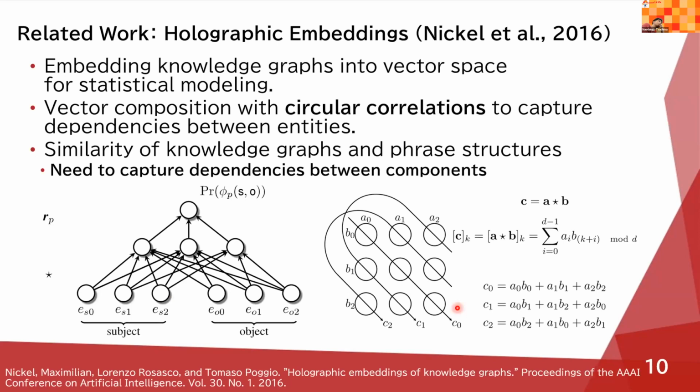And then we focus on holographic embedding. It's an embedding method of knowledge graphs into vector space for statistical modeling. In holographic embeddings, they recursively compose vectors by a circular correlation operation to capture the dependency between entities in a knowledge graph. And we focus on the similarity of knowledge graphs and phrase structure, which both need to capture dependencies between components. This equation is a circular correlation. We call this operation the holographic operation.